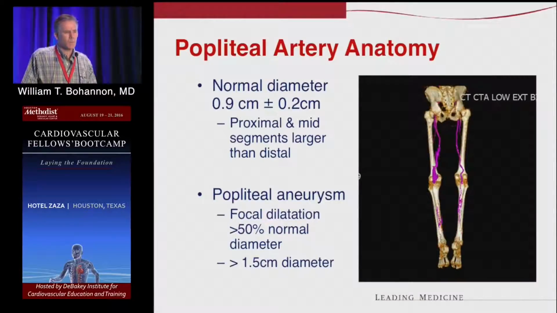So one question is about what is an aneurysm and what is the normal diameter of the popliteal artery. It's roughly in the centimeter range, and we tend to define an aneurysm as being a focal dilatation of greater than 50% of the normal diameter, which would make a popliteal aneurysm about 1.5 centimeters. 2 centimeters is roughly people's treatment threshold, just in general.